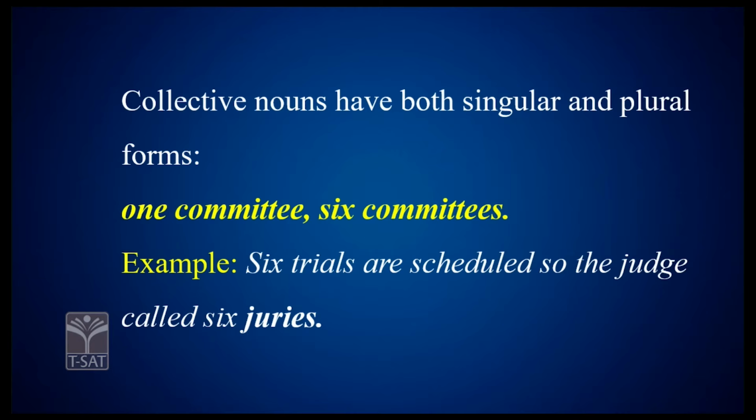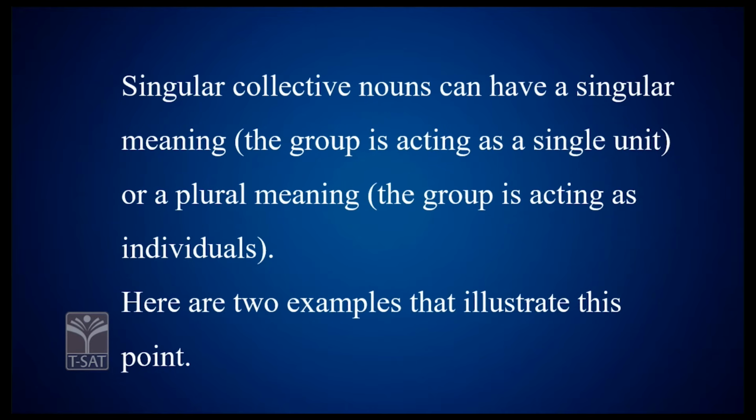And one more important point as regards collective nouns is that they have both singular and plural forms. Like, one committee is singular, 6 committees is plural. You can see one sentence here: 6 trials are scheduled, so the judge called 6 juries. Right?